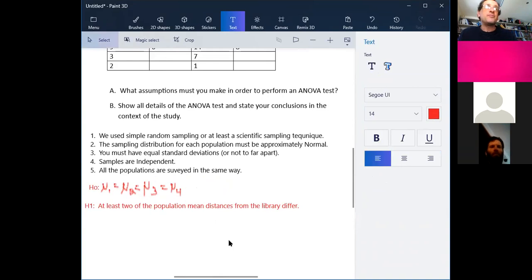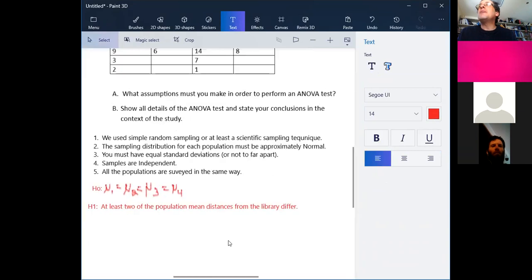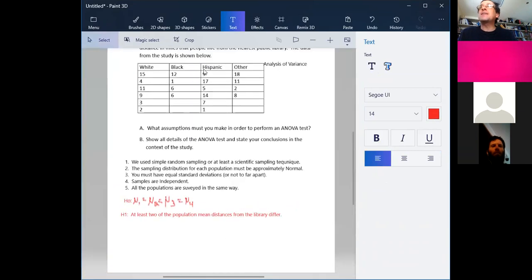Does that make sense? So maybe, for example, blacks and Hispanics have the same distance from the library, but maybe the whites are not the same. Does that make sense? You could say at least one is different from another. That's the same thing as saying at least 2 are different from each other.